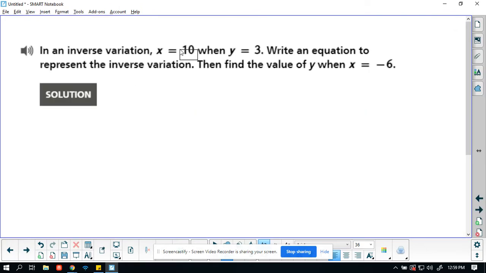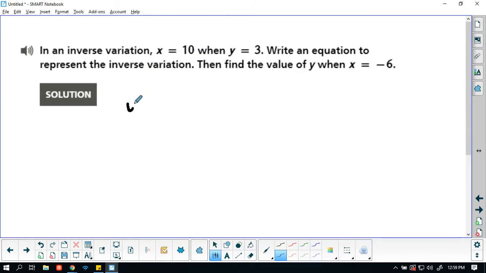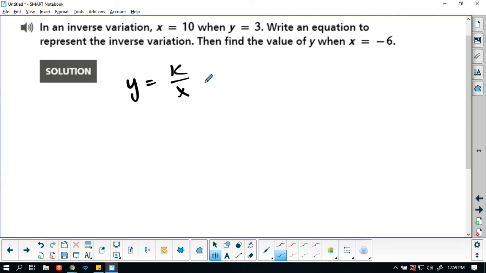So the equation, again, just to remind you, is y equals k divided by x. And then we're going to find the value of y when x is equal to -6. So let's first find k. We have different variations of this equation, so I'm going to do the x times y equals k variation. And that's going to be 3 times 10 equals k, or 30 equals k.